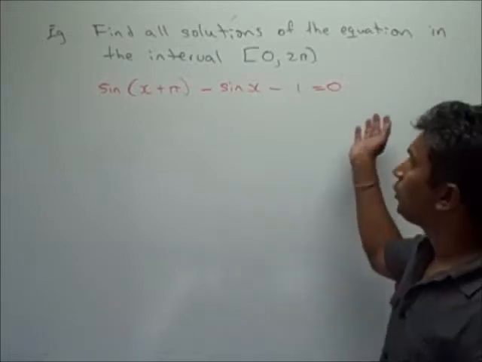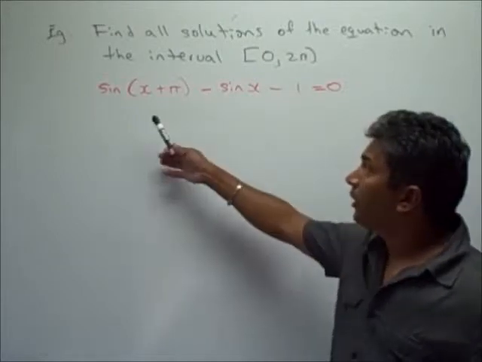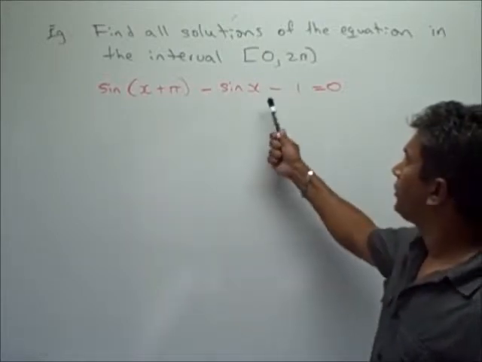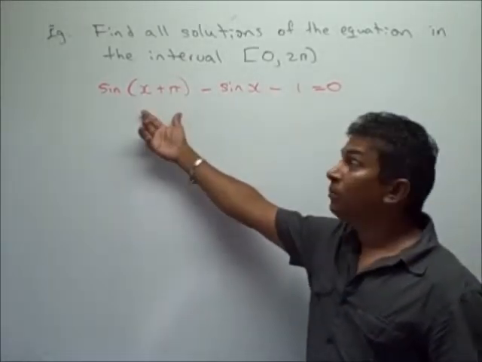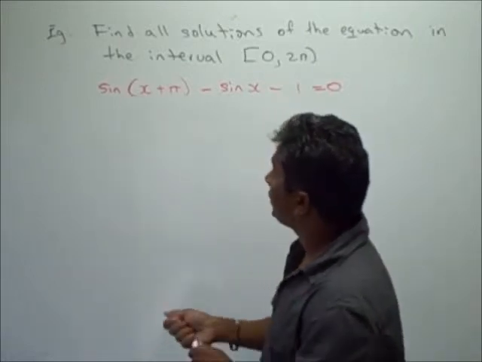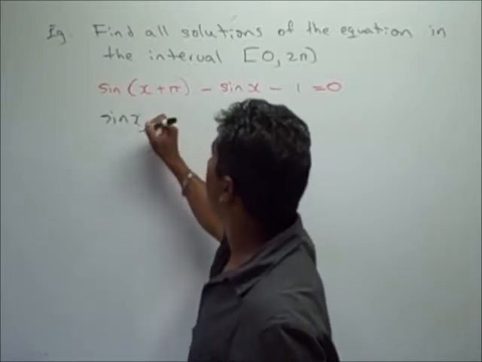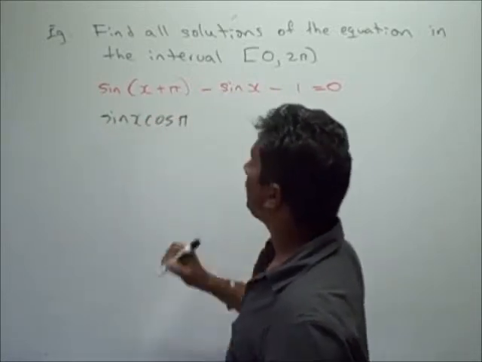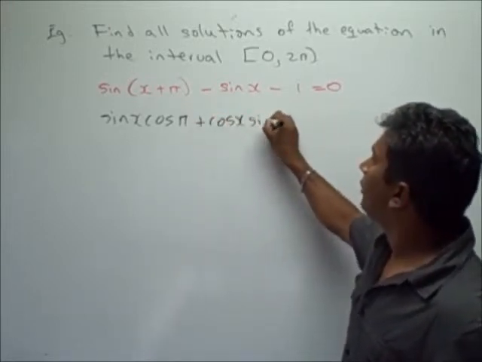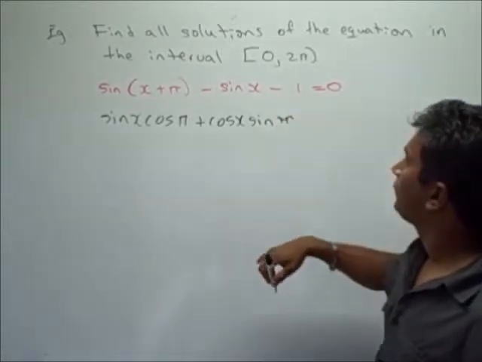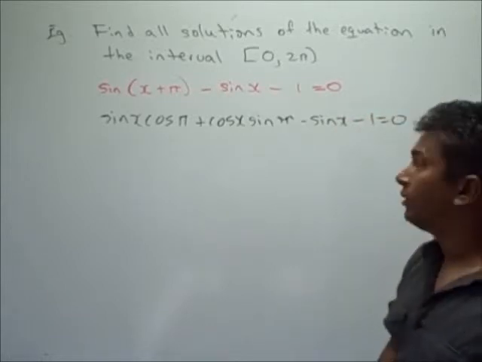Here we're being asked to find the solution to this equation in the interval of 0 to 2 pi. Our equation is the sine of x plus pi minus the sine of x minus 1 is equal to 0. Here this is the sum of a sine, so we can expand this using our sum identity. So this becomes the sine of x cosine of pi plus the cosine of x times the sine of pi. Then we're going to still have our minus sine x minus 1 is equal to 0.